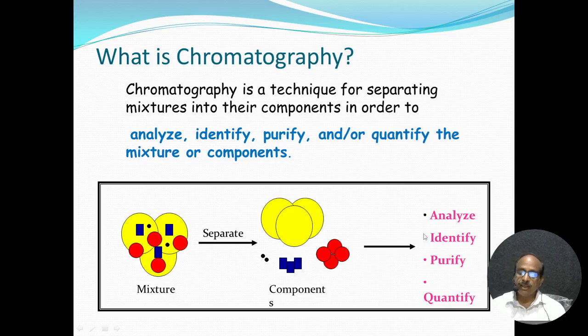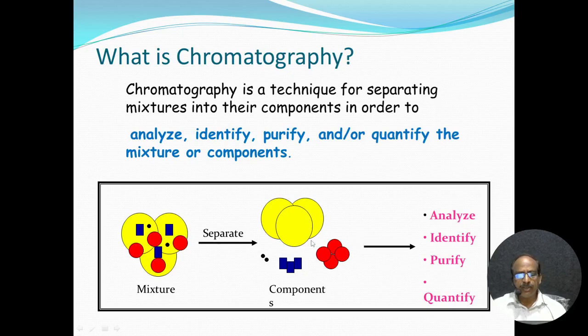After collecting all these four components, we have to analyze them, compare them with each other, and identify what is the red, what is the yellow, what is the blue content, what is the black content. We have to identify them and how much quantity is present. Are there any impurities present in the yellow balls? In the red balls? In the blue? In the black? That's why you have to calculate the purity and quantity. How much quantity is present in the chromatography technique?